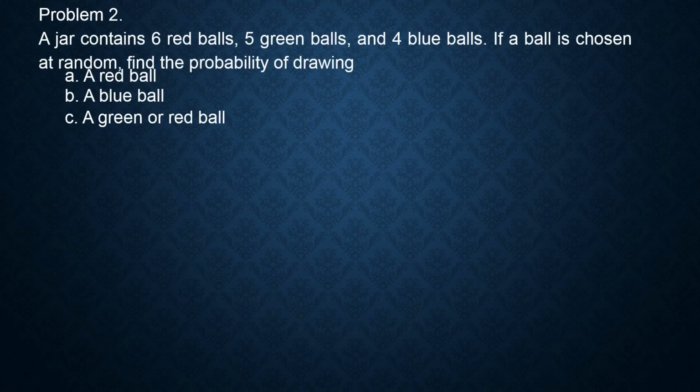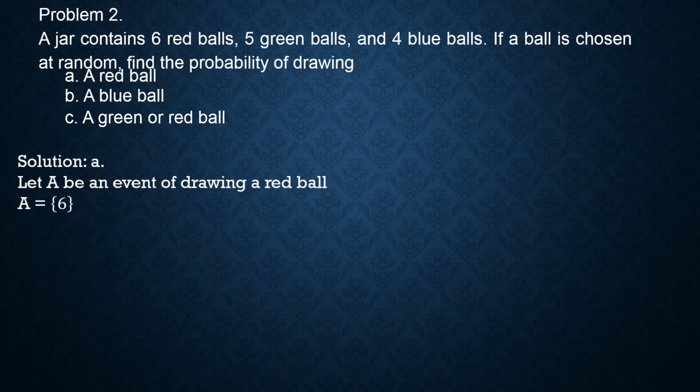Okay, so let us now proceed to problem number 2. A jar contains 6 red balls, 5 green balls, and 4 blue balls. If a ball is chosen at random, find the probability of drawing letter A, a red ball; B, a blue ball; letter C, a green or a red ball. So for letters A and B, of course, those are simple events, so that is very simple to identify. But for letter C, a green or a red ball, we will have to use the addition rule of probability.